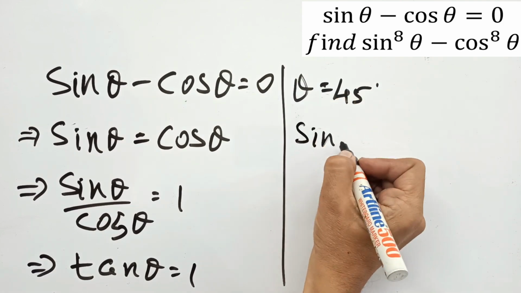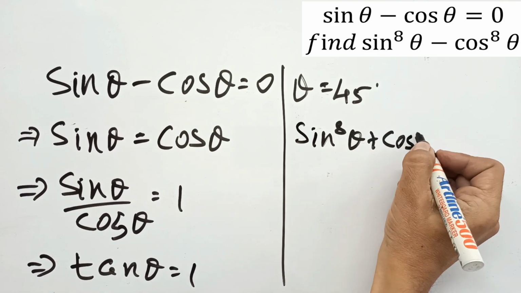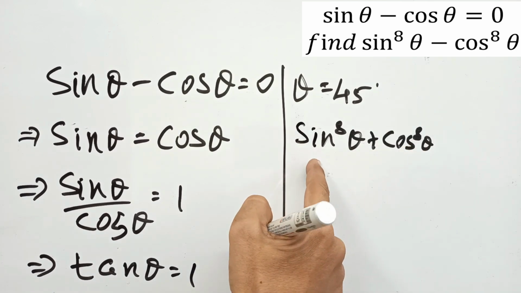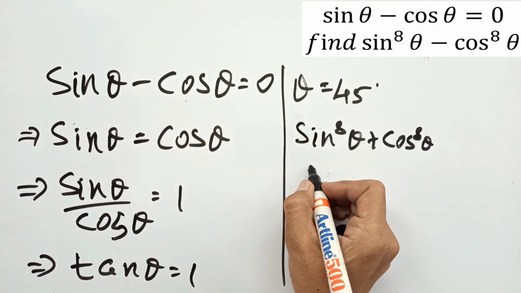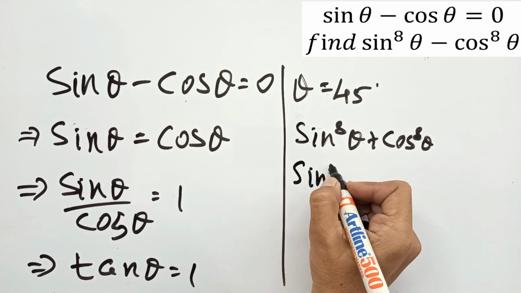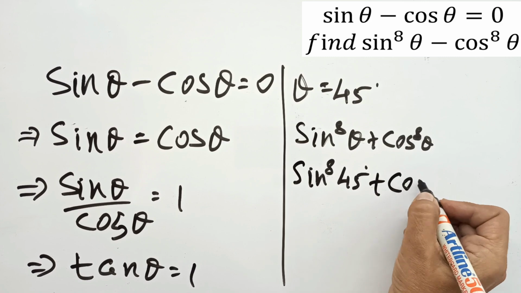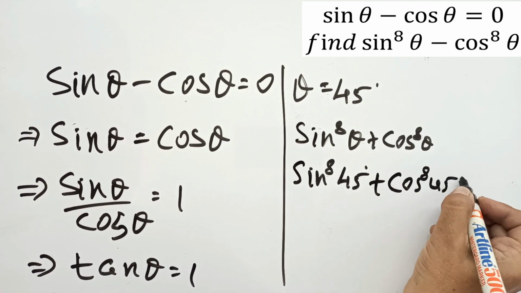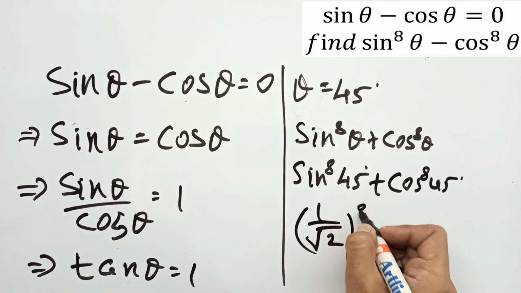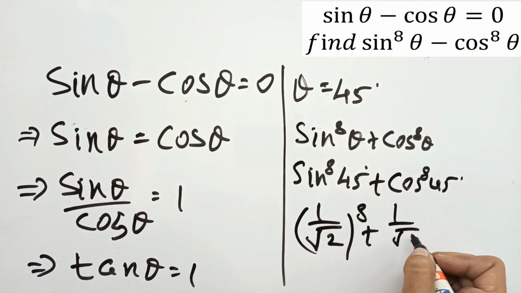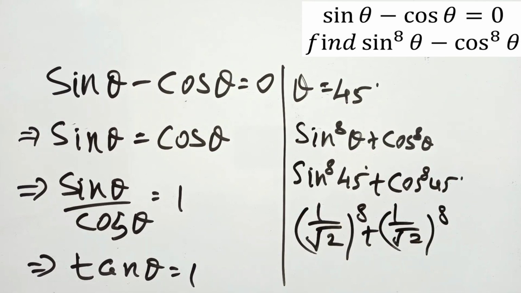Now we have to find sin to the power 8 theta plus cos to the power 8 theta. So this will be sin to the power 8 of 45 plus cos to the power 8 of 45. So it is (1 upon root 2) to the power 8 plus (1 upon root 2) to the power 8, because sin 45 and cos 45 are the same, 1 upon root 2.